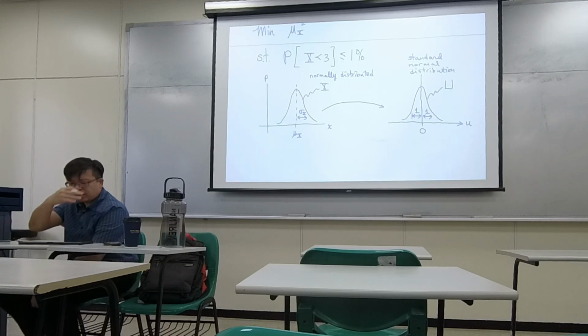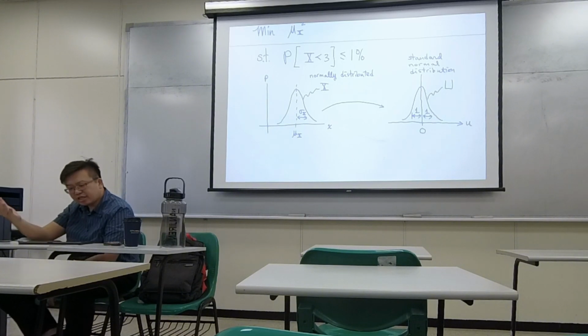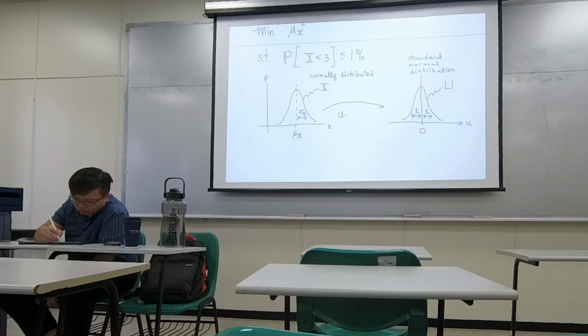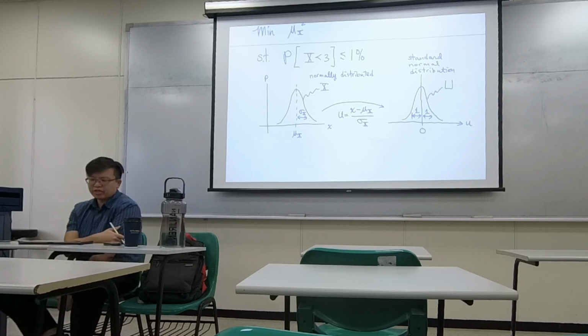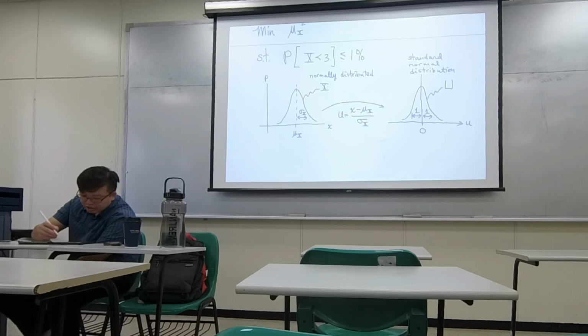So how do we make this transformation happen? U equals x minus the mean value divided by standard deviation. So this is how you can convert the original space to a standard normal space.